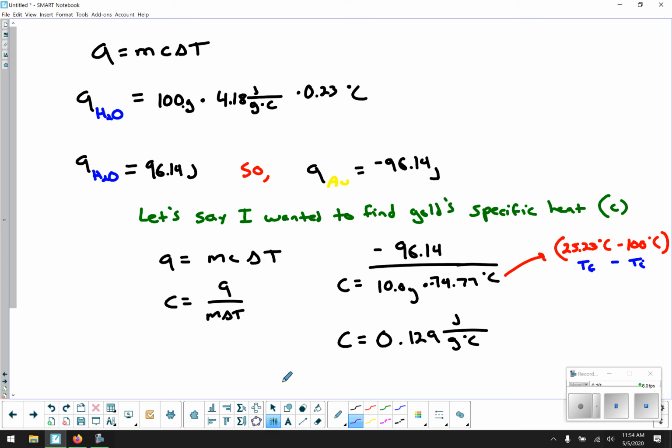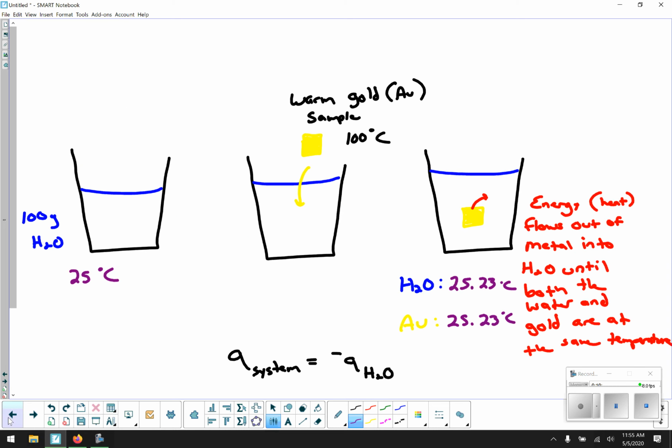So that is calorimetry, a very basic overview of calorimetry. And again, it's just using this Q equals mc delta T equation. As long as you remember that the Q of the system, whatever you're focusing on, in this case the gold, is equal and opposite to the Q of the water, which is your surroundings, you're good to go. You just find the Q of the water, find how much energy went into or out of the water, and you flip that, and you have exactly how much energy went into or out of the system.